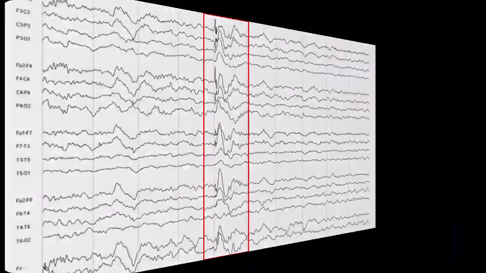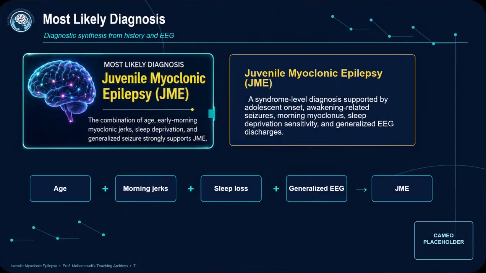At this stage, the diagnostic synthesis becomes clear. The generalized tonic-clonic seizure was the presenting event, but it was not the whole story. The earlier morning jerks were already seizures, even if the patient did not recognize them as such. When adolescent onset, awakening-related seizures, sleep deprivation sensitivity, morning myoclonus, and generalized EEG discharges are brought together, the most likely diagnosis is juvenile myoclonic epilepsy.